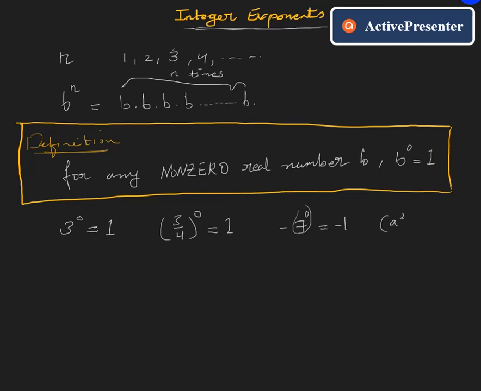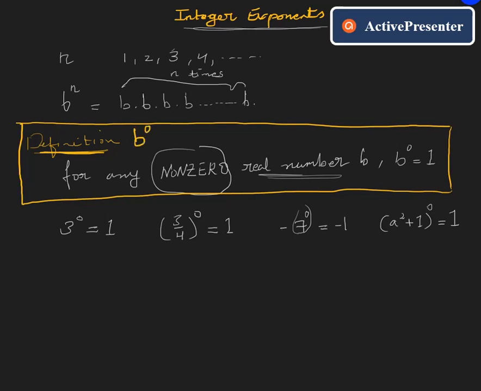A square plus 1 to the power 0 is equal to 1. This is the rule for any non-zero real number. We know the real numbers. Any non-zero. This is known as the definition of b to the power 0.